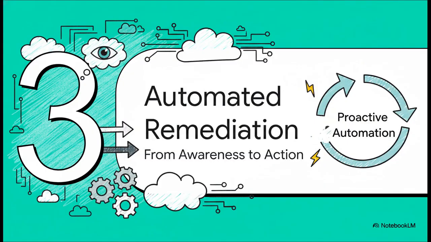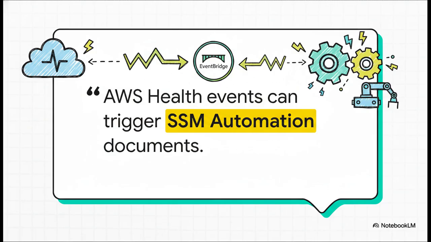Okay, now for the really cool part. This is where it all comes together. What happens when we take the awareness we get from the Health Dashboard and combine it with the action capabilities of Systems Manager? Well, that's when we unlock some truly proactive automation. And this quote right here from the AWS docs, it says it all. These two services are literally designed to work together, and they do it using another service called Amazon EventBridge.